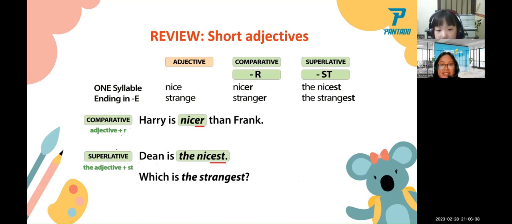Now, can you please write what is the comparative of smart again? Smart is like nicer and nicest, okay? What do we add for smart? R or ER in the comparative form? Nice. Smart. Can you spell it?